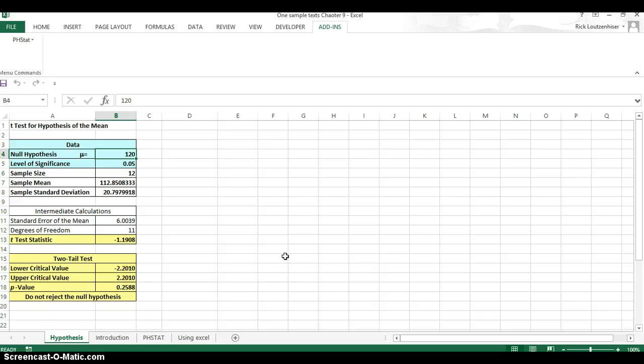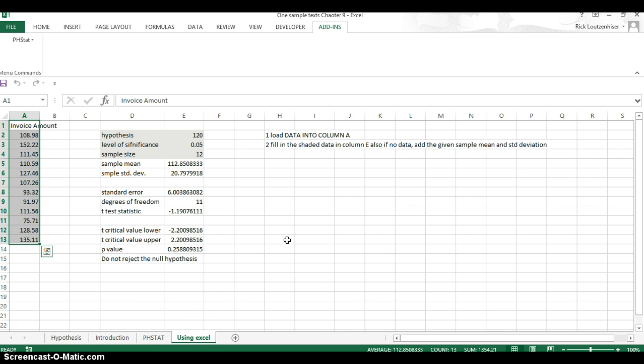Okay, now the tricky part: how do we do this in Excel? Well, if you go to your text and look on page 320, they give you the formulas. If I look here, there's a formula. There's the formula for that one. Up here is the formula for this one. They give you the formulas that PHStat uses. Okay, so what we have to do is when we go to Excel, put in those formulas.